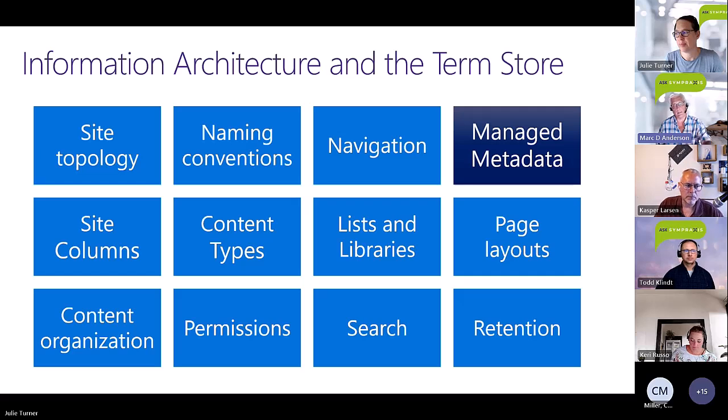So managed metadata is one big piece of your information architecture. It's a way to bring consistent tagging, consistent metadata application to content across your many sites. You can build term sets and term stores in a local site, but generally speaking, we tend to put them in at the tenant level because that gives us that reuse. So it fits in with a lot of these other things. Content types can have managed metadata columns. Lists and libraries can have managed metadata columns. Pages can be tagged with managed metadata columns. So you're building something in the term sets that you build in the term store that fit into the other pieces in your information architecture.